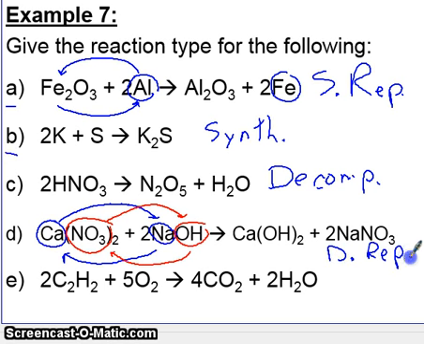Double replacement. And the last one here is actually the one that's left, which is combustion. So you see we have a hydrocarbon being burnt with oxygen to give us CO2 and H2O. So this one is combustion.